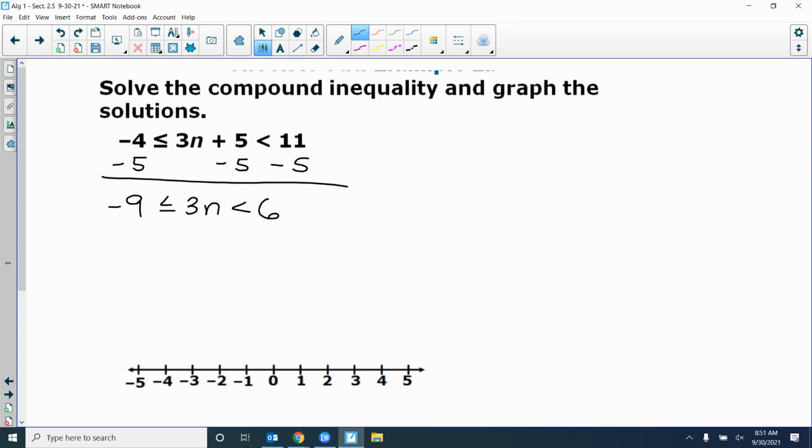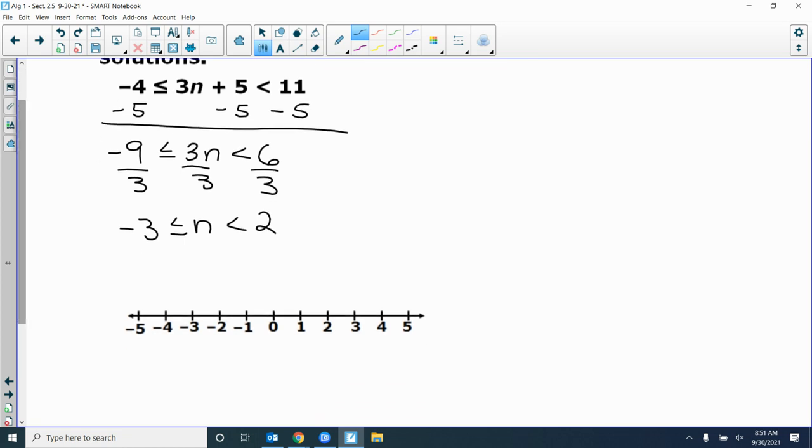Now from there, Austin, what do you think we do? You divide every side by 3. Good. Divide every side by 3. So when I divide by 3, -3 is less than or equal to n is less than 2. Now we got to graph that. At -3, there's going to be a solid dot. At 2, there's going to be an open dot. And we want to connect everything in between. So those are all my answers.